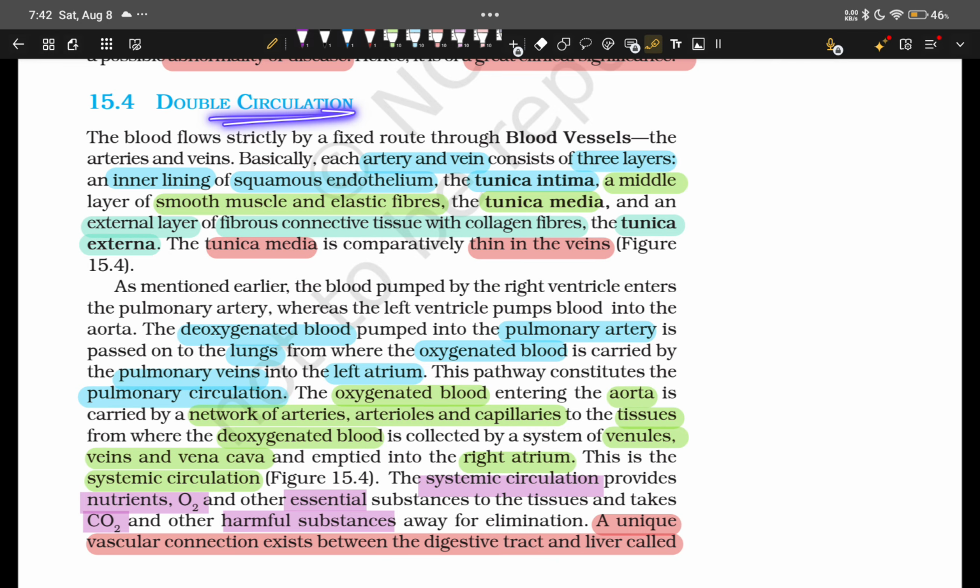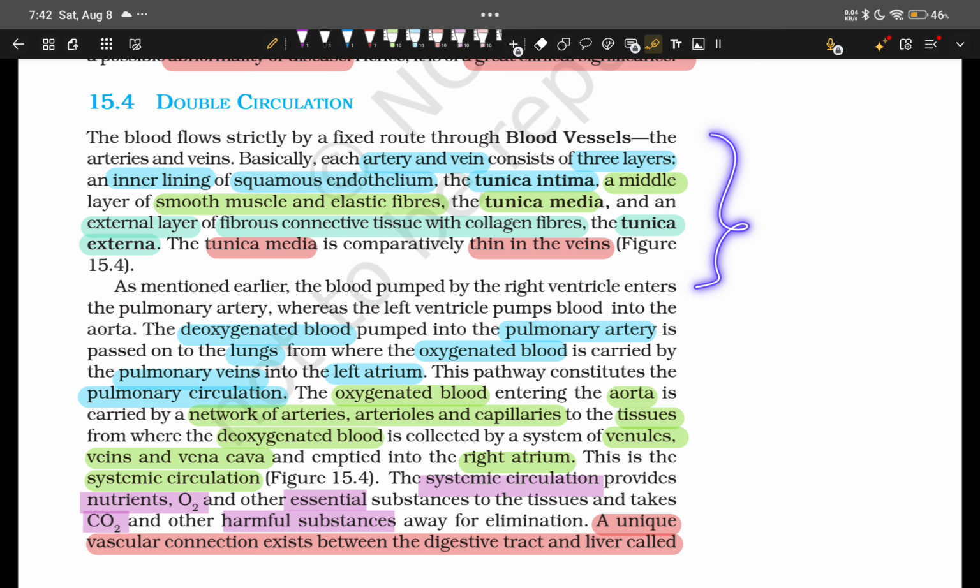Now we have double circulation. As I told you, this is present in birds and mammals, and also in the crocodile, which is a reptile, but double circulation is present there also. This is called complete double circulation. Blood flows strictly by a fixed route, which is through blood vessels.